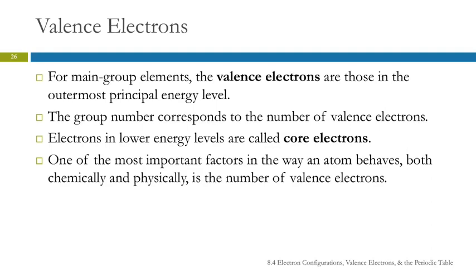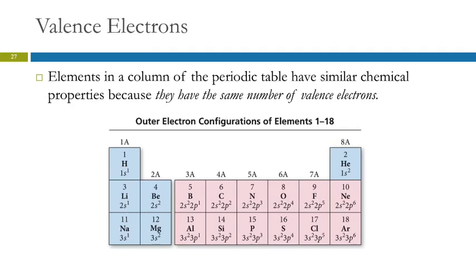And the number of valence electrons has a tremendous effect on the behavior of the elements, chemical and physical behavior. So one of the reasons for the periodic law and the recurrent properties is the number of valence electrons.